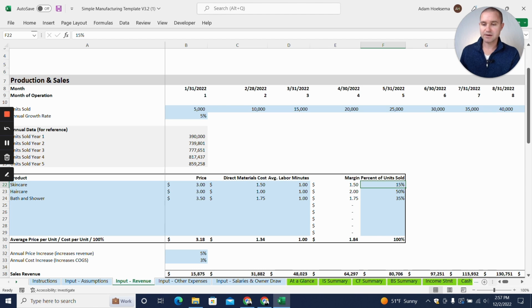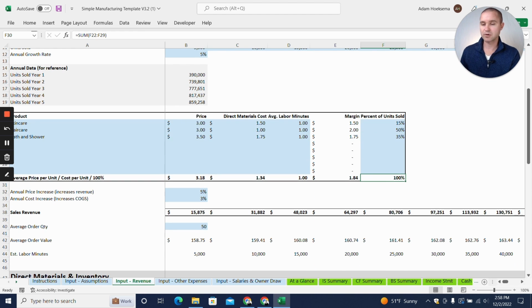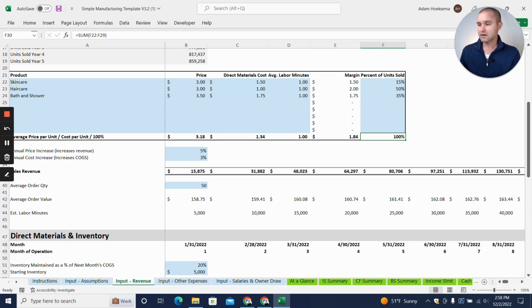And then we need to say, hey, what percentage of our total units sold fall with each product. So we're saying 15% of the products that we sell are the skincare product, 50% the hair care product, 35% the bath and shower product, okay? So that all adds up to 100%. Now, we can enter in our average order quantity. So this allows us to break down the average order value.